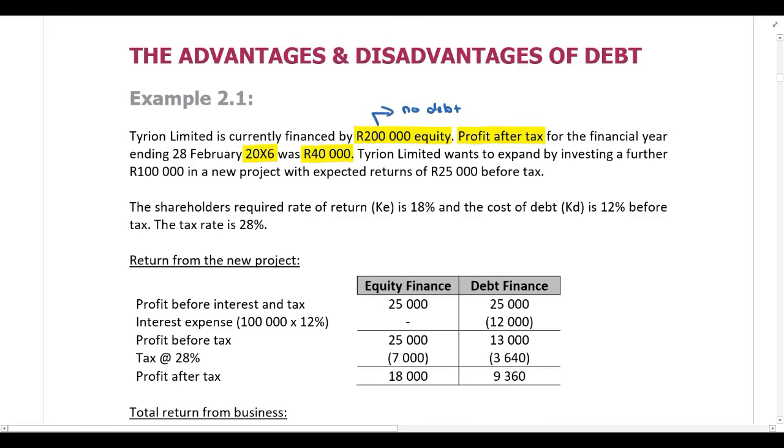Tyrian Limited wants to expand by investing a further 100,000 Rand in a project with expected returns of 25,000 Rand before tax. The shareholders' required rate of return or the cost of equity, if we look at it from the company's perspective, is 18%, and the cost of debt is 12% before tax. The tax rate is 28%. All right. Now, the whole purpose of this lecture example is to illustrate the advantages and the disadvantages of debt.